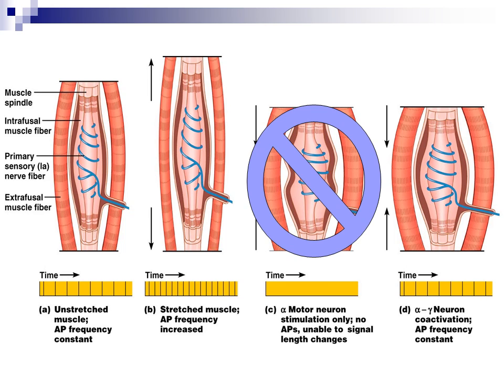If the gamma motor neurons stimulate the ends of the intrafusal fibers within the muscle spindle to contract whenever the alpha motor neurons stimulate the extrafusal muscle fibers to contract, this helps keep the muscle spindles taut and allows the sensory neurons wrapped around the intrafusal fibers to continue to respond to changes in length.